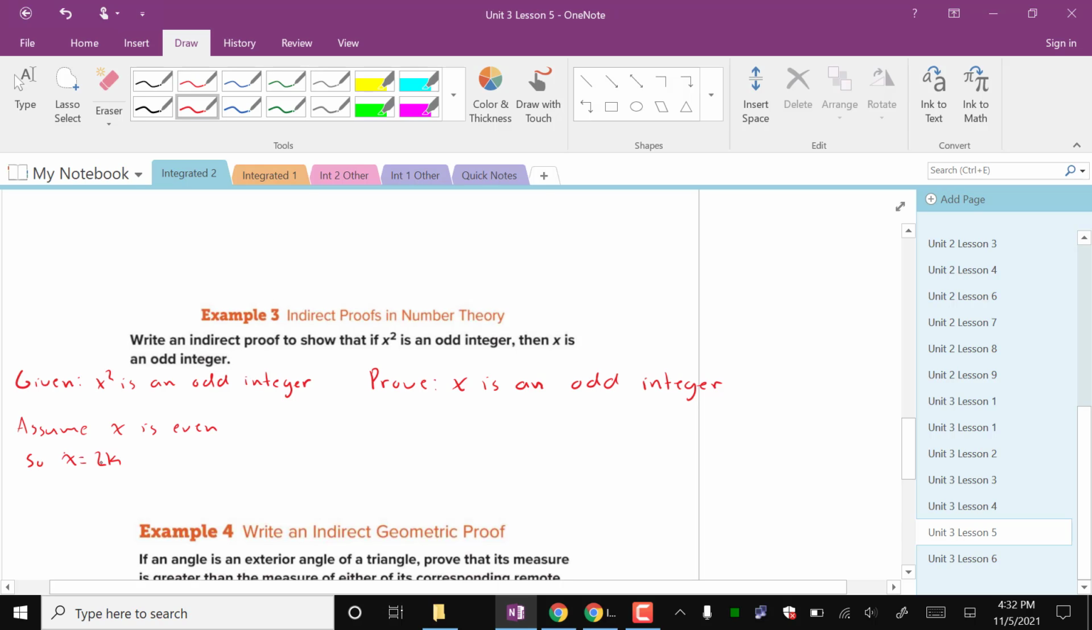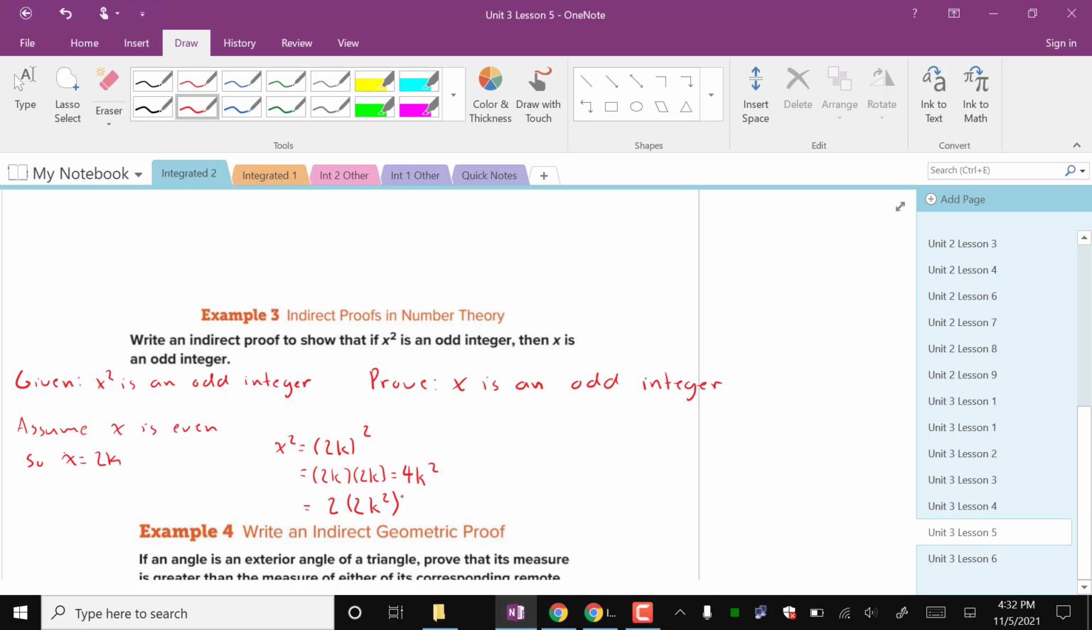So we're going to rewrite x squared in terms of k. So we have x squared equals 2k squared. Well, 2k squared is going to be 2k times 2k, which is 4k squared. Or in other words, we can have 2 times 2k squared. Because k is an integer, 2k squared is also an integer.